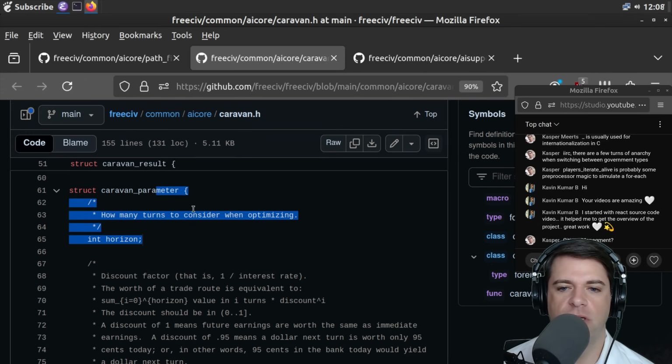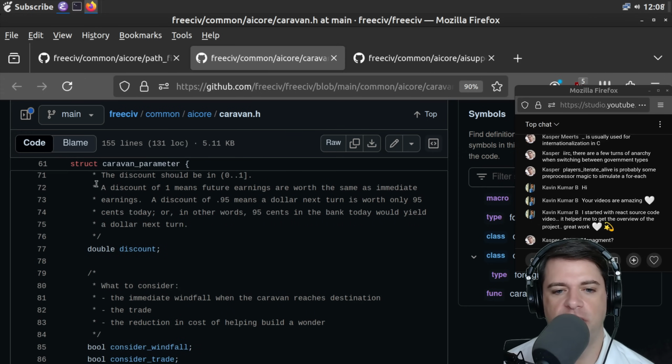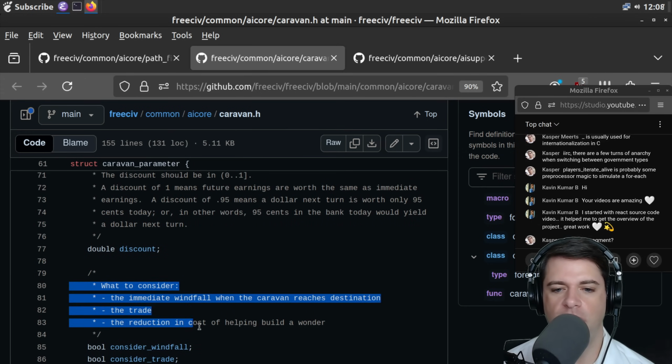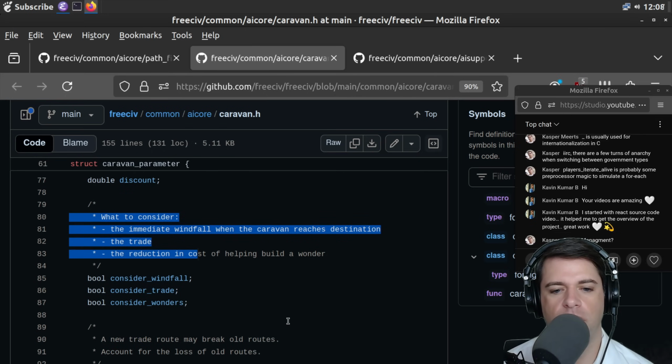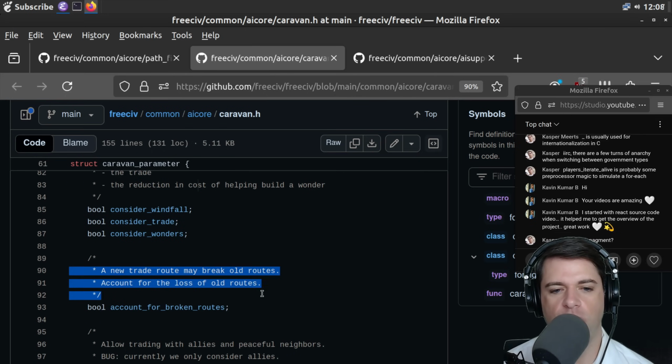How many turns to consider when optimizing? We have some horizon. We have a discount factor. What to consider: the immediate windfall when the caravan reaches the destination, the trade, the reduction in cost of helping build a wonder. Okay. A new trade route may break old trade routes. Account for the loss of old trade routes.